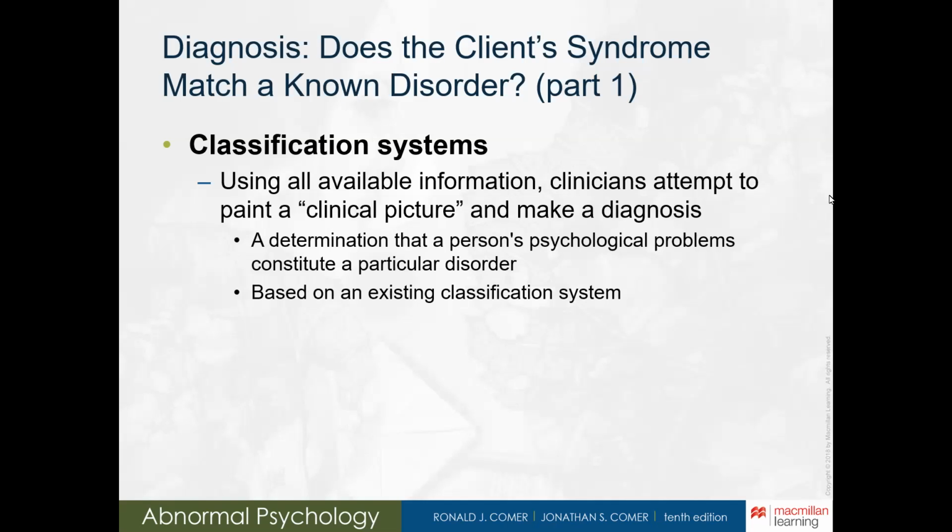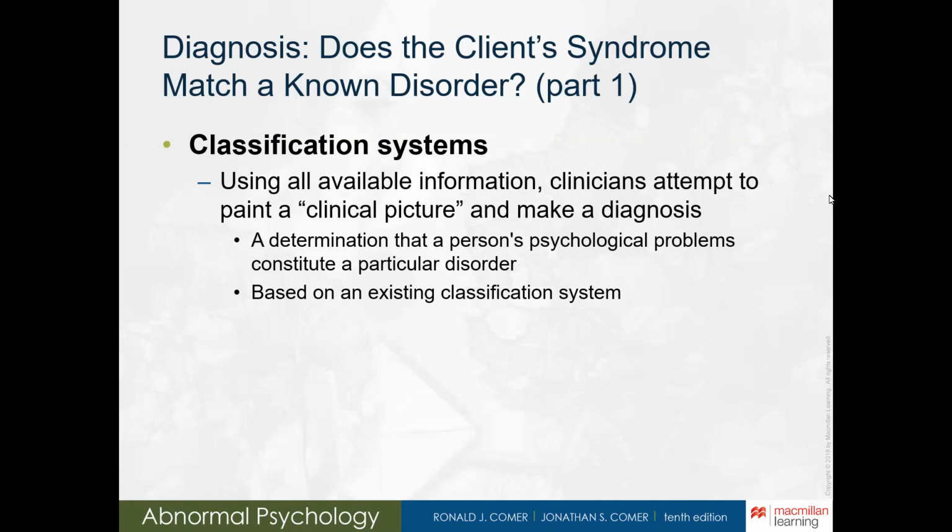So we get this information. Let's talk about now taking these symptoms and coming up with a diagnosis. Typically when we think about coming up with a diagnosis, everything that's completed is done on a classification system. You want to use all available information in order to make a diagnosis. And what the clinician will then do is paint this clinical picture to talk about what might be the issue or concern of the client.